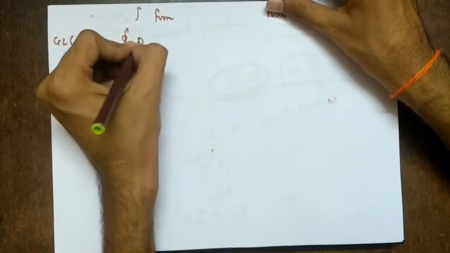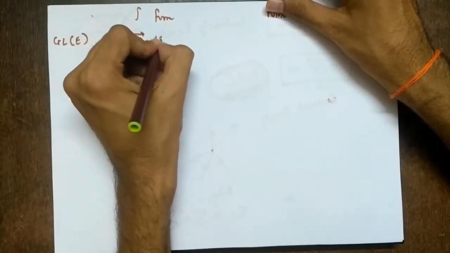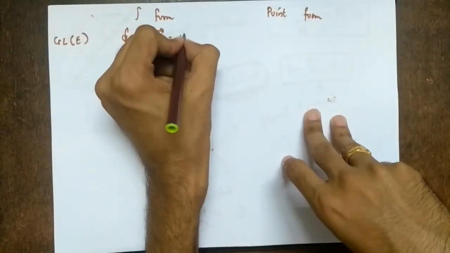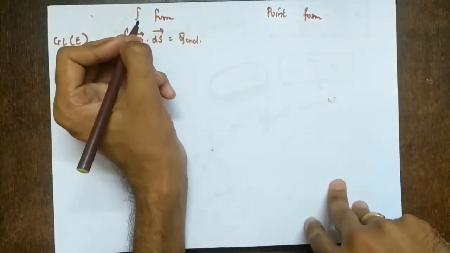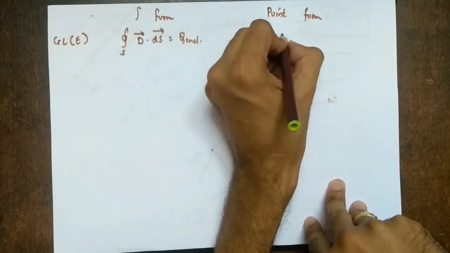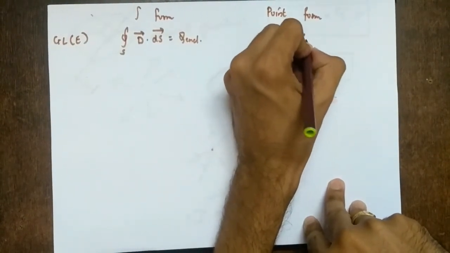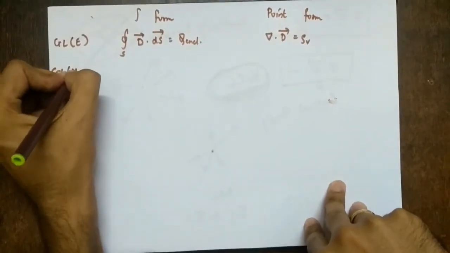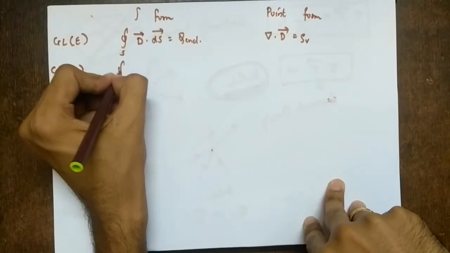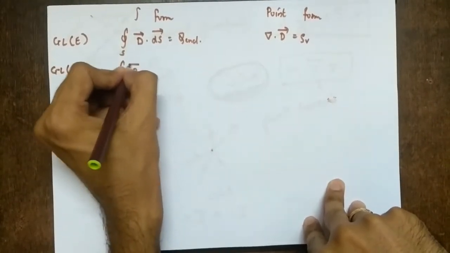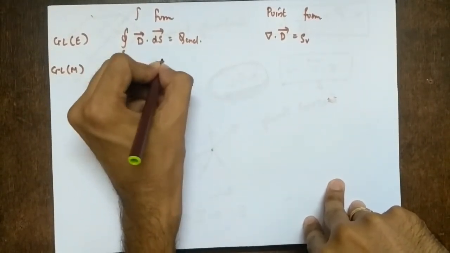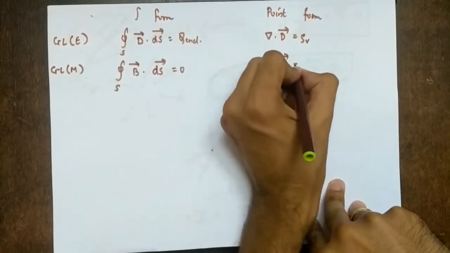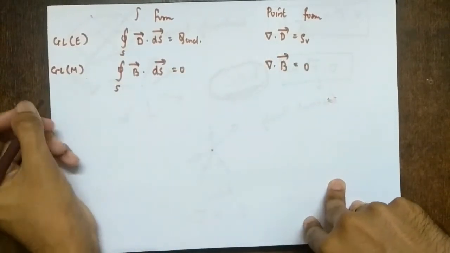What was Gauss law for electric fields? Closed surface integral of D vector dot dS vector equal to Q enclosed. And what was the point form? Del dot D vector equal to rho v. Then we studied Gauss law for magnetic fields: closed surface integral of B vector dot dS vector equal to 0. Its point form, by applying the divergence theorem, was del dot B vector is 0.